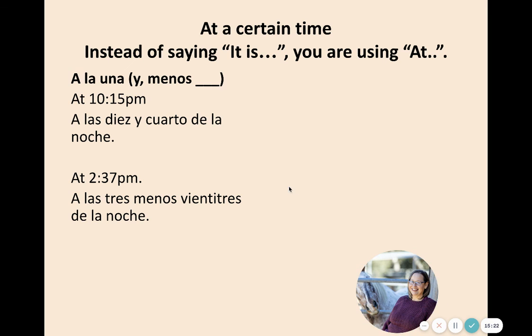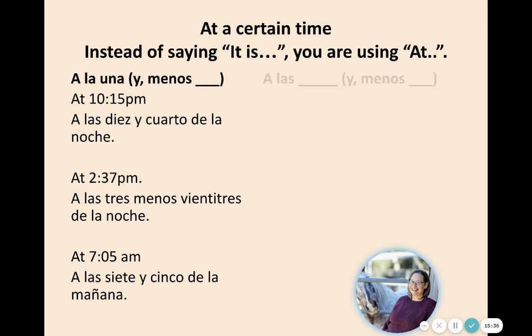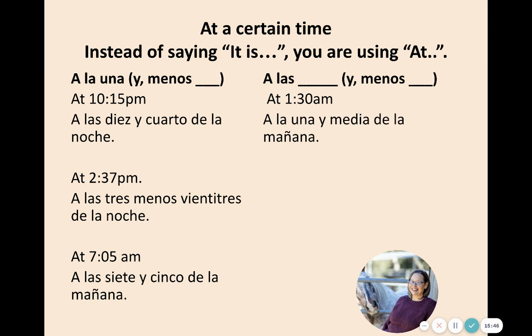That should have an accent mark right here. Sorry about that. De la noche. At 7:05 a.m. A las 7:05 de la mañana. De la mañana. De la noche. Okay? A las, and then a time, and y or menos. So at 1:30 a.m. A la 1:30 de la mañana. At 5:20 a.m. A las 5:20 de la mañana.